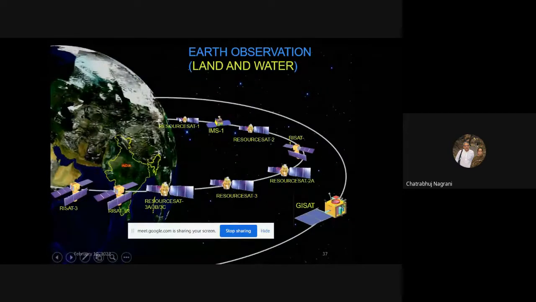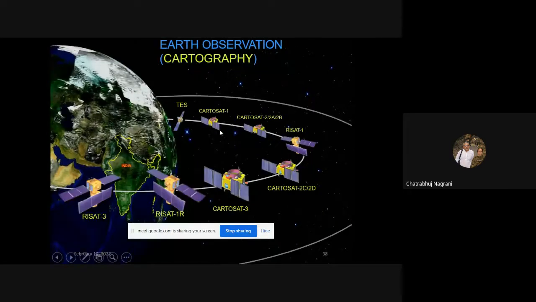Now here we have launched satellites for different purposes. One is land and water, where we observe the earth. So there is our Resourcesat, and even GISAT, of course it was not successful, and our RISAT. RISAT is used both for land and water purposes as well as for cartography. Then there is IMS. These are for land and water. Then we have cartography. What is the requirement of cartography?